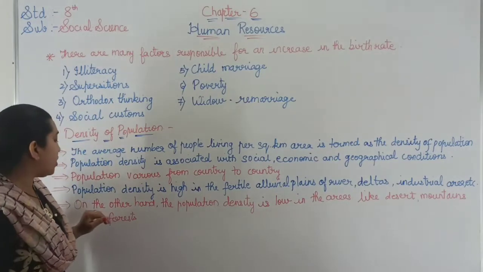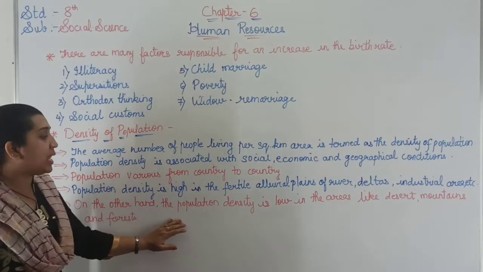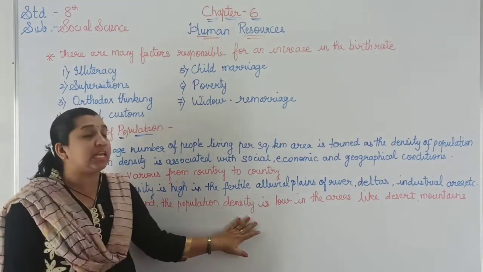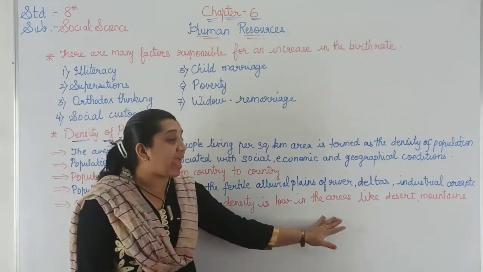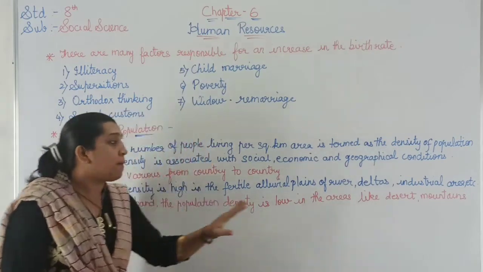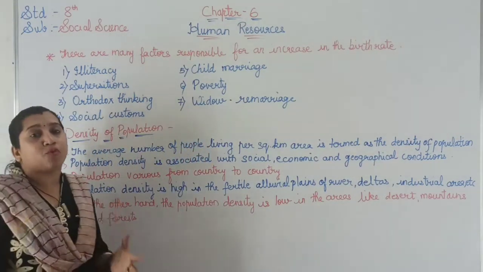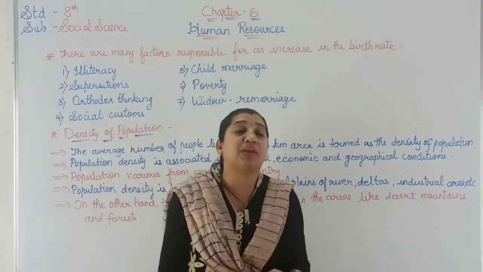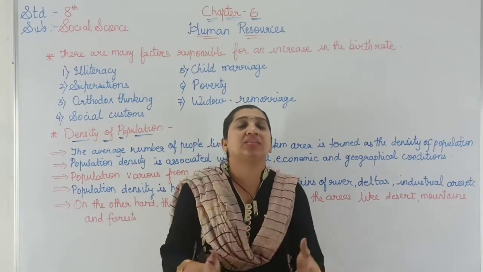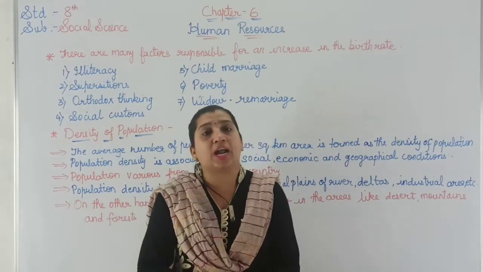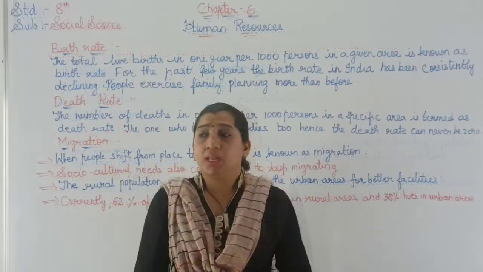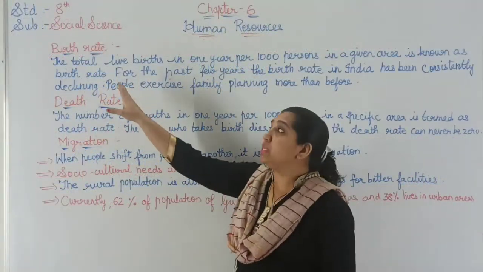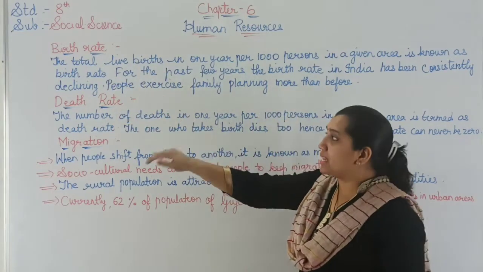But the population, on the other hand, we are able to see less density of population, because the reason behind that is, if the areas are desert, mountainous regions and forest, there is less availability of people residing on that particular part of the area. Now here, the difference between the birth rate and the death rate.